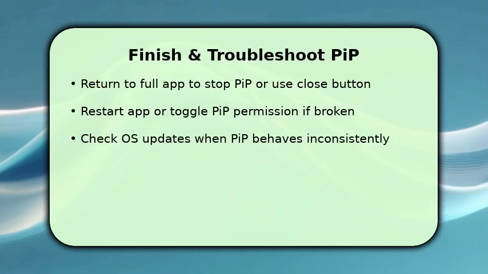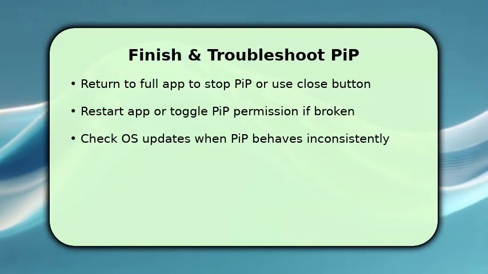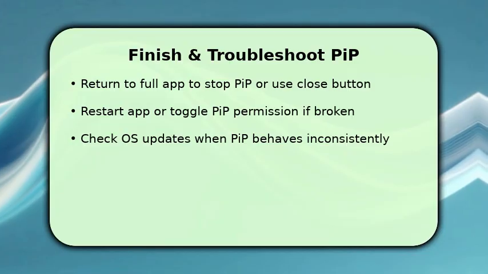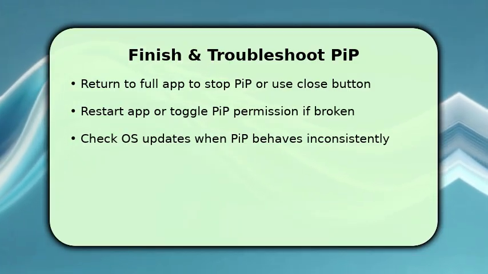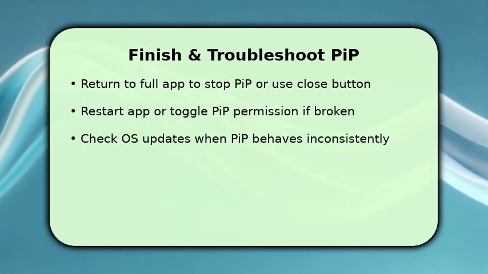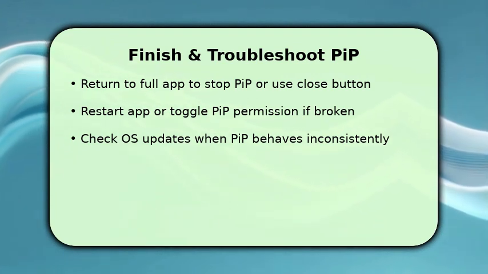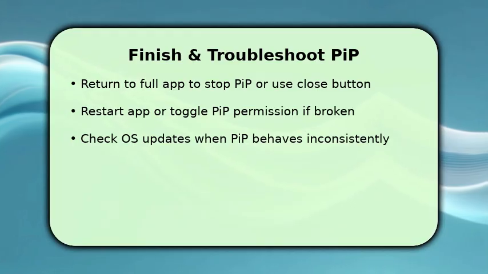To finish, tap the P window's return or full screen button to go back into the app, then stop the video if you're done. If P won't start, restart the app first. If that fails, toggle the app's P permission in settings and retry. Also check for pending system updates because P can break after OS changes.